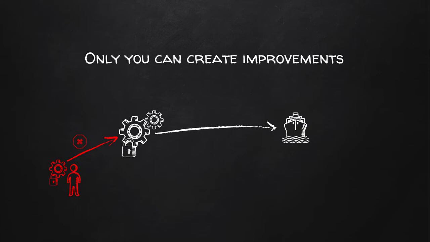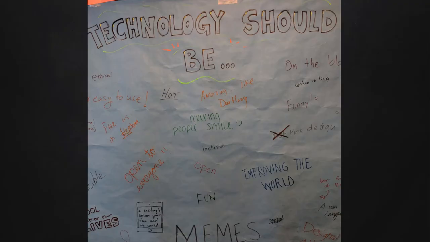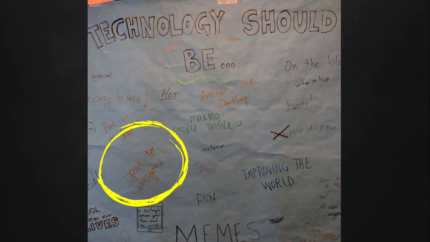With this idea of writing code and having it be copyrighted versus having it be open source, I always go back to the question that I think all developers need to answer for ourselves: why do we write software? When I was walking around today, I saw you have, by the bathrooms, this great poster about what technology should be. People have been providing their ideas. And there are two things on there that I'm so excited to see written down. One is that it should be open to everyone, and it should improve the world. Those are great insights, and I totally 100% believe it.